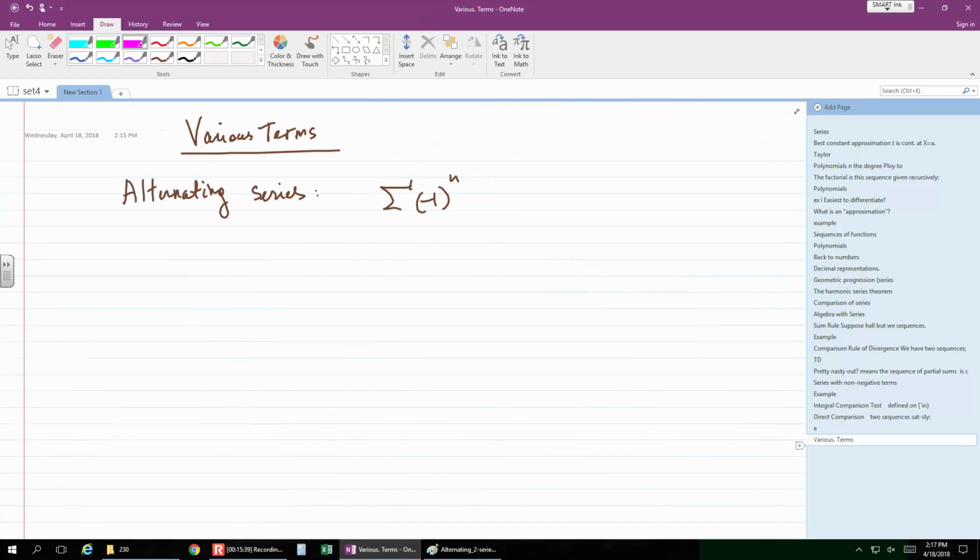So -1 to the n alternates between -1 and 1. So this one diverges. Alternating, what does it mean? It means that the terms of the series alternate between positive and negative. So that's the simplest example of an alternating series. It diverges.